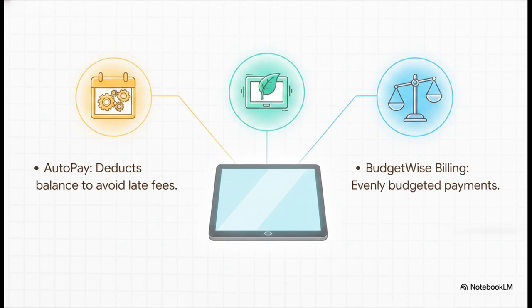Beyond the app, DTE has some fantastic automated options. AutoPay automatically deducts your balance on the due date, so you literally never miss a payment. And here's a cool insider tip. If you're on AutoPay, you can still log in and make a manual one-time payment early if you want to. The system just adjusts and only deducts whatever balance is left on your actual due date.